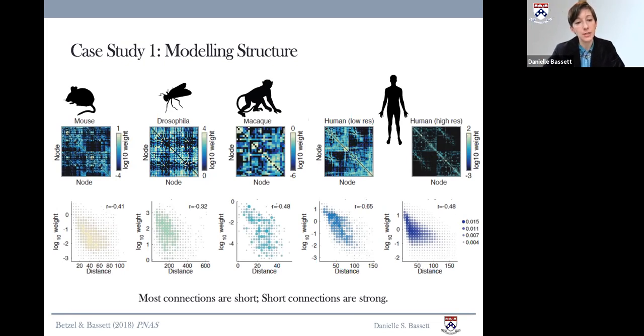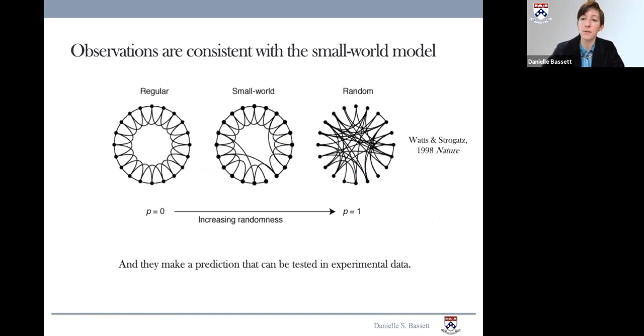So what I want you to notice is that across all of these different species, there's a negative relationship between the weight of an edge and the distance of the edge. In other words, most connections are actually quite short, and then a few connections are long. But importantly, also the relatively short connections are the strongest, and the longest connections are the weakest. This is important, I think, because this negative relationship between weight and distance is somewhat reflective of what we would anticipate in a weighted small world model of the brain.